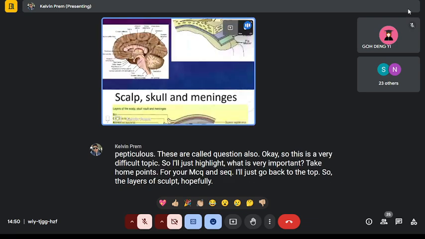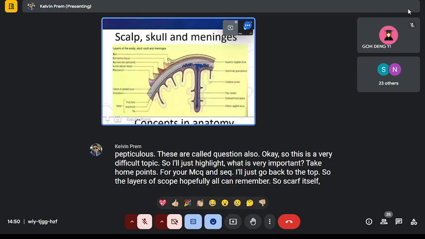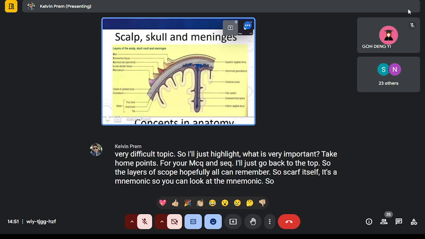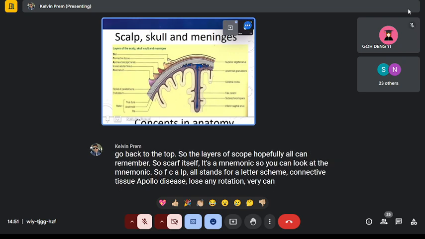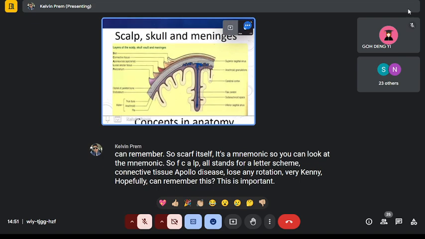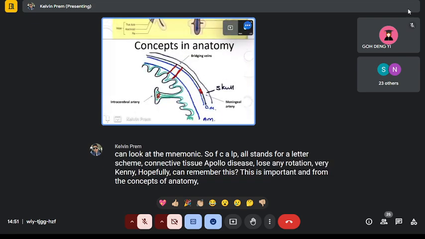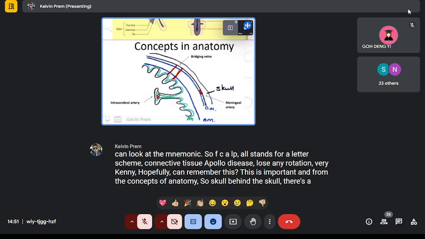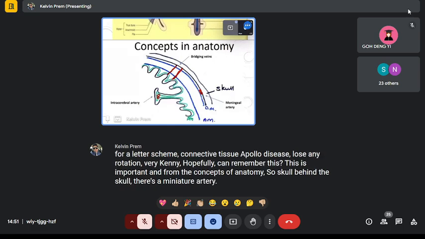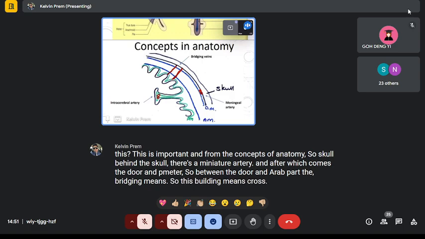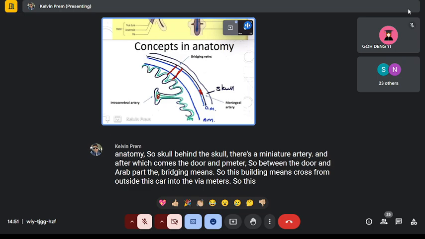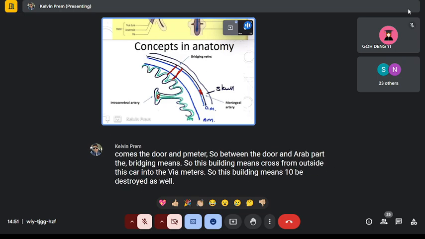So the layers of the scalp, hopefully you all can remember. SCALP is a mnemonic, where each letter stands for a layer: Skin, Connective tissue, Epidermis, Loose areolar tissue, and Pericranium. Hopefully you can remember this. This is important. From the concepts of anatomy, behind the skull there is a meningeal artery, after which comes the dura, arachnoid, and pia mater. Between the dura and arachnoid there are bridging veins. These bridging veins cross from outside the skull into the pia mater, so they can be torn as well. Below the arachnoid mater is where you find your intracerebral arteries.